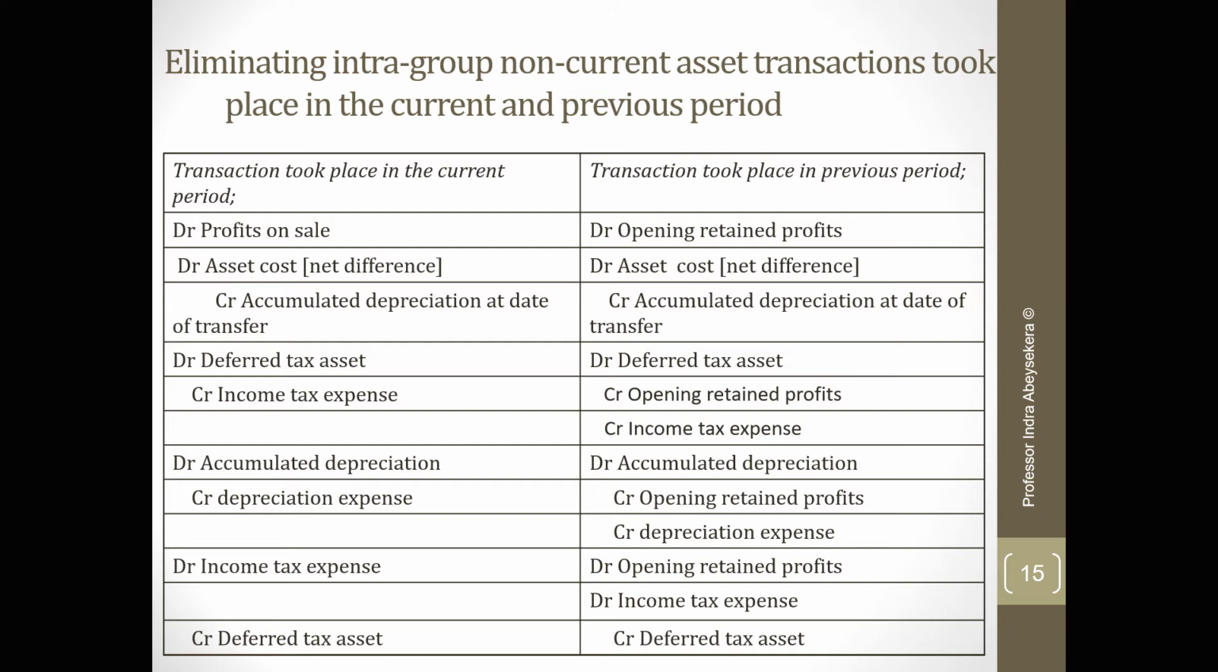The tax effect of that is debit income tax expense and credit deferred tax asset in the current period, and for the previous period, we are now debiting opening retained profits and debiting income tax expense, and credit deferred tax asset.